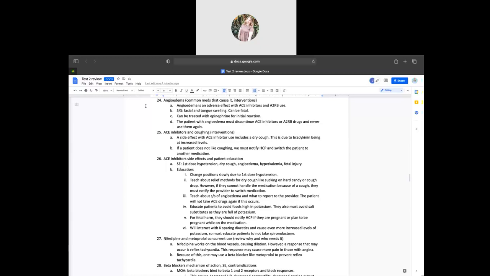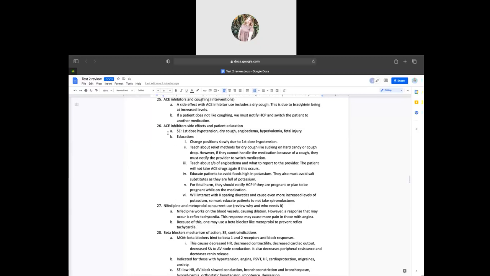ACE inhibitors and coughing. A prominent side effect with ACE inhibitors includes a dry cough. This is due to bradykinin being at increased levels in the lungs. If the patient does not like the coughing, we must notify the healthcare provider and switch the patient to another medication. If they say that they have the dry cough, we may want to give them maybe a cough drop or hard candy. However, if they do not like the coughing after a while and it becomes annoying to them, we need to switch them to another med.